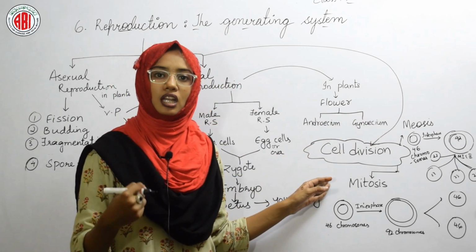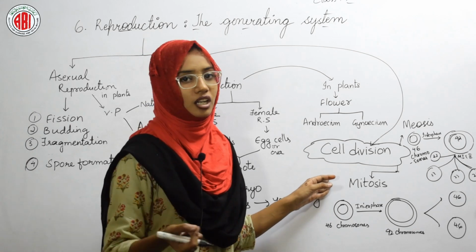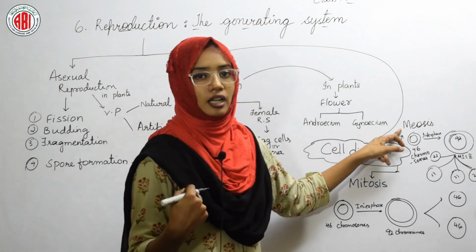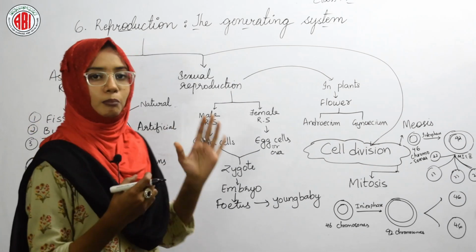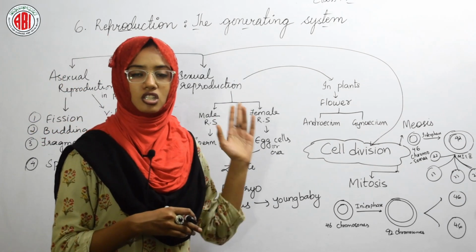Mitosis helps in the growth and regeneration of the cells. Meiosis helps in the production of reproductive cells. So with this, we have completed our lesson, reproduction, the generating system.